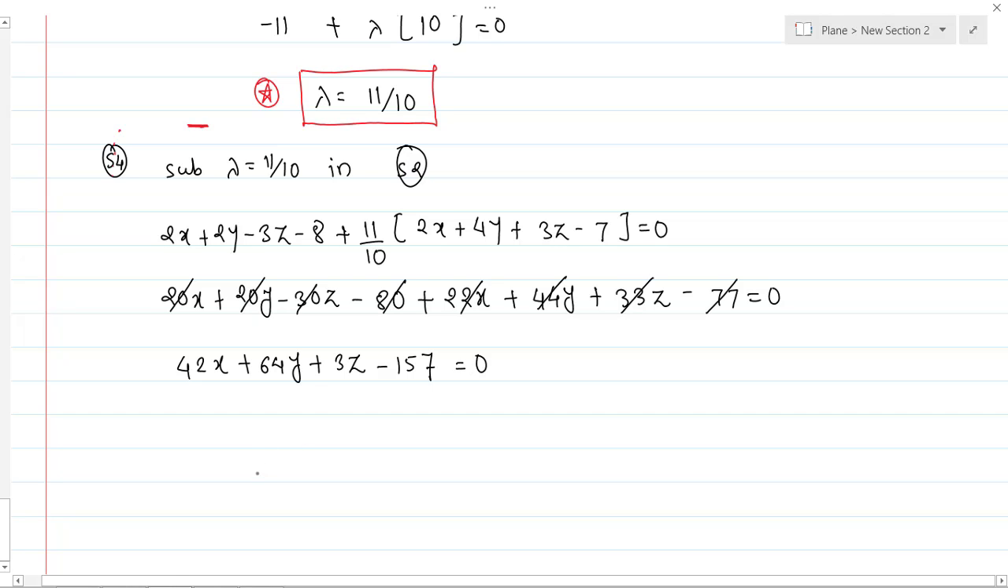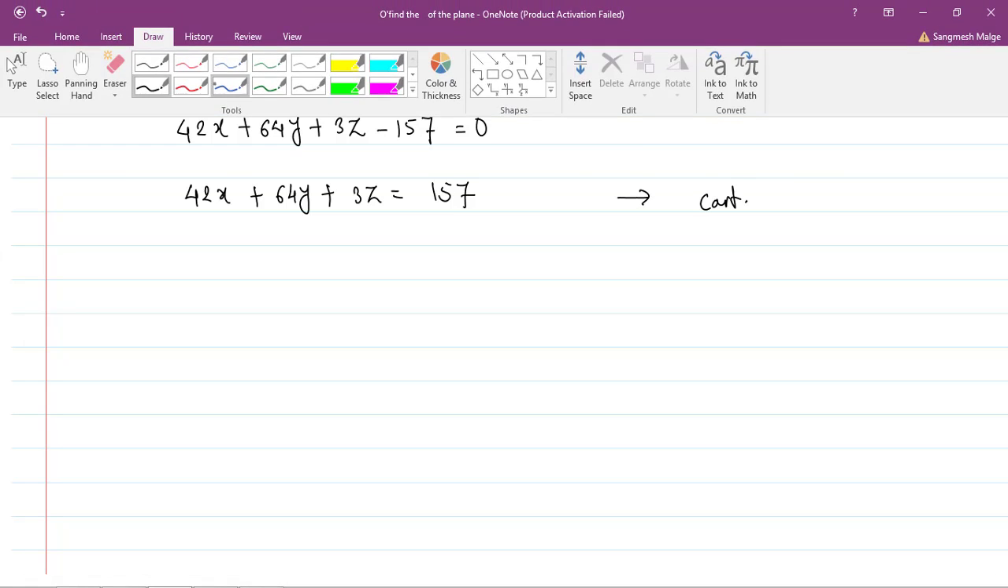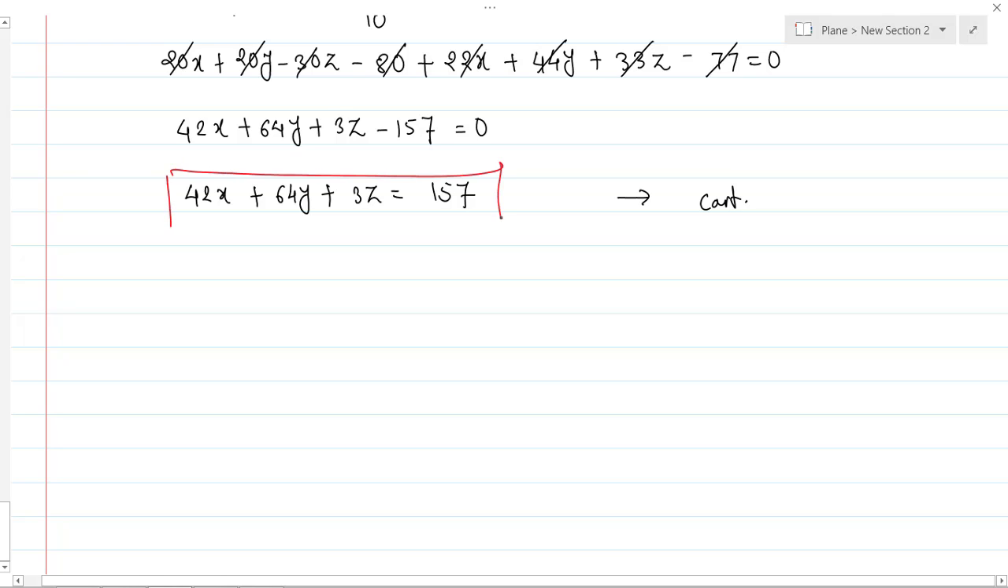If you want to write in vector form, we can write it easily. Let me first write it in the standard form, which is equal to 157. This is the required answer in the Cartesian form. Let me put it in a box so that we feel confident that we got the answer. Now, how will you write the vector form?